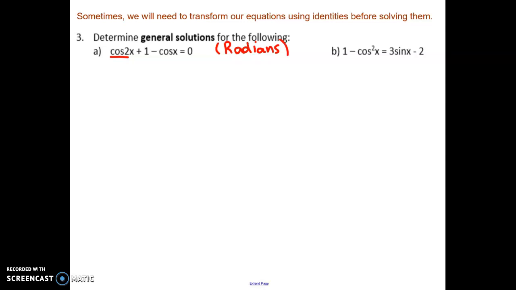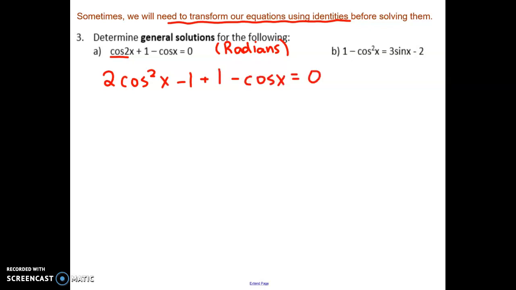And also notice that these questions have some extra parts to them. So sometimes we need to transform our equations using identities before solving them. So looking at the first one here, I see I have a cos double angle. Remember that if you look at your identity sheet, there are 3 options for cos double angles. I want one of the cos double angles that will maybe eliminate that plus 1. So is there a cos double angle that has a minus 1? Yes. It says 2 cos squared x minus 1, and then there's the plus 1 minus cos x equals 0.